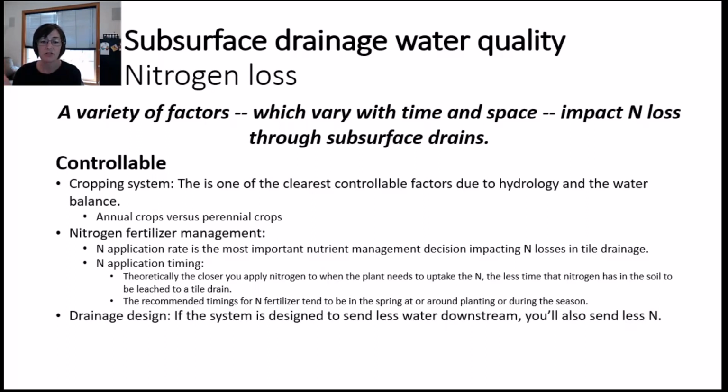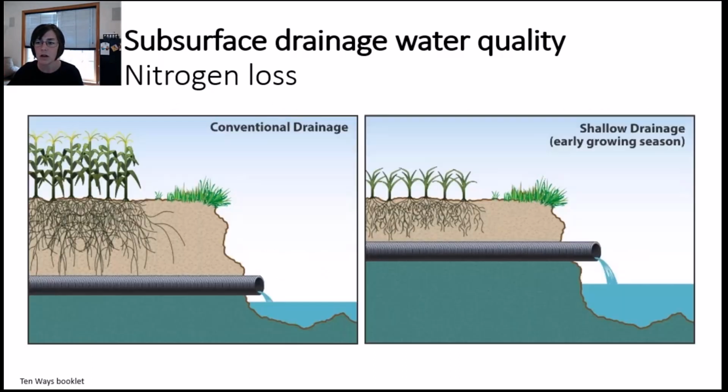Next controllable factor is drainage design. If the drainage system is designed to send less water downstream, you'll also send less nitrogen downstream. This tends to mean one of two things: using wider drain spacing for your laterals, spacing them wider apart, or placing the drain pipes closer to the soil surface.